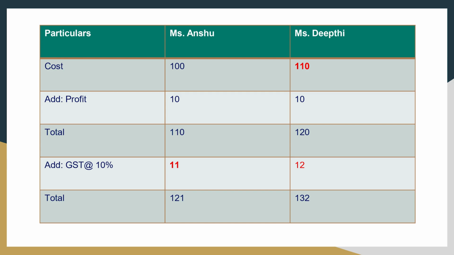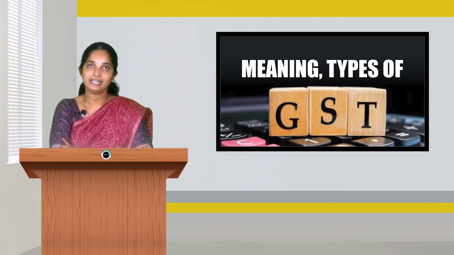Let us move to Deepti's case. Deepti received the goods for 121 rupees, but we take her cost as 110, because the GST she pays to Anshu will be given to her as input tax credit. Next she adds a profit of 10 rupees, total 120 rupees, GST 12 rupees, and total 132. If you compare with the problems of sales tax, we can see that under GST the ultimate consumer will be benefited because the price will be less. Thank you. Let us discuss in the next session.